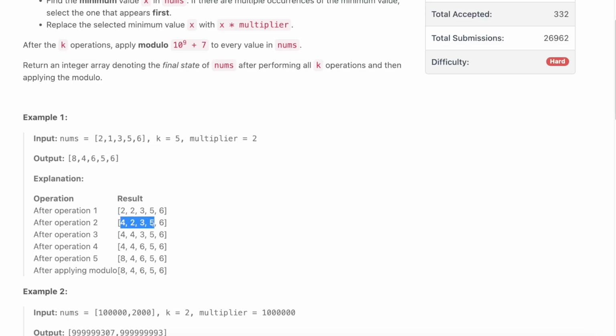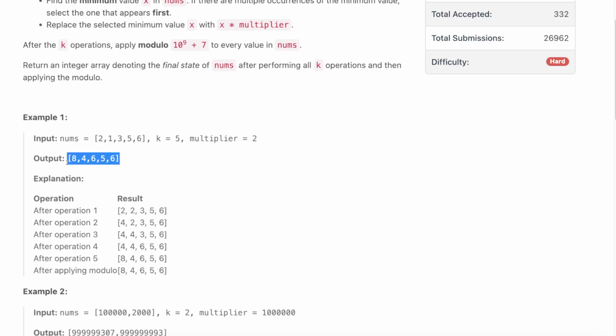Now after that, we'll apply the operation here. Again, pick the minimum value, which is 2, multiplied by 2, which will make it 4. Now on this one, again, the smallest is 3, multiplied by 2, it will become 6. And finally, on this one, the smallest is 4. There are two 4's, so we pick the first one and multiply it by 2, and it will become 8 4 6 5 6. So after applying 5 operations, this is the state, and because none of them is greater than 10 power 9 plus 7, after applying modulus, it will remain 8 4 6 5 6, and that is our answer. So hope the problem statement is clear.